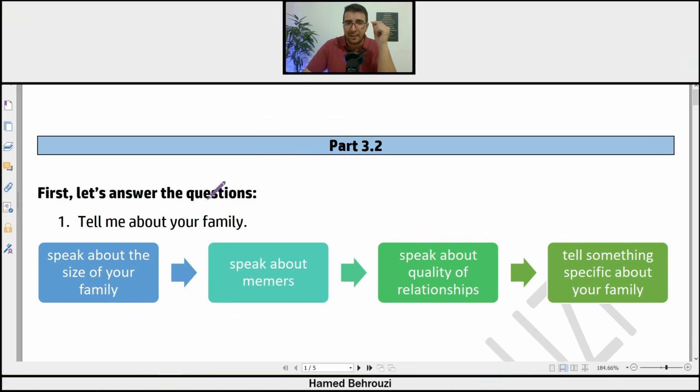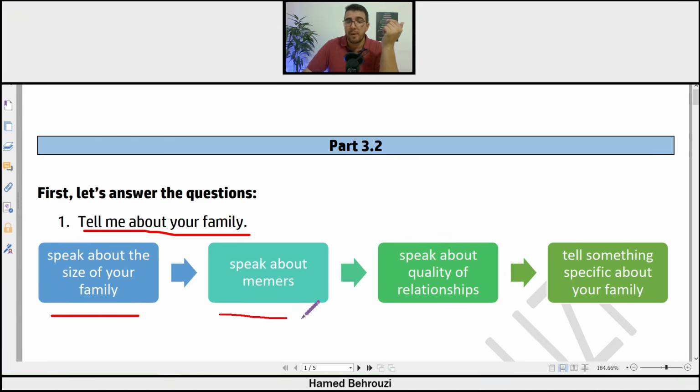Start like this. When you get a question similar to this, tell me about your family, first start to speak about the size of your family. Something like, I come from a small family, I come from a nuclear family, I come from an extended family, I come from a very big family. Or you can start by saying that in my country, usually families are very small, so I also come from a very small and nuclear family. You can just start by saying something like that.